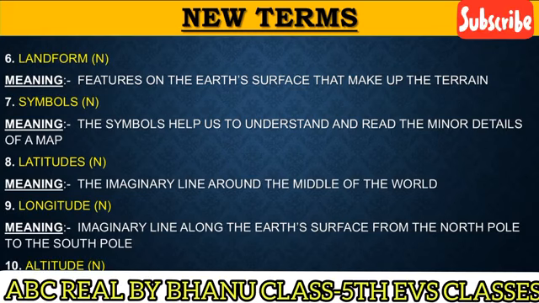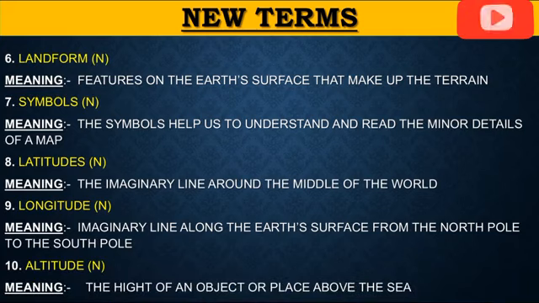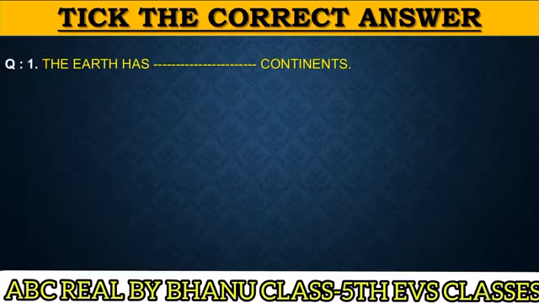Last word of new terms is altitude. It's a noun which means the height of an object or place above the sea. Let's move on. Pick the correct answer of this lesson.